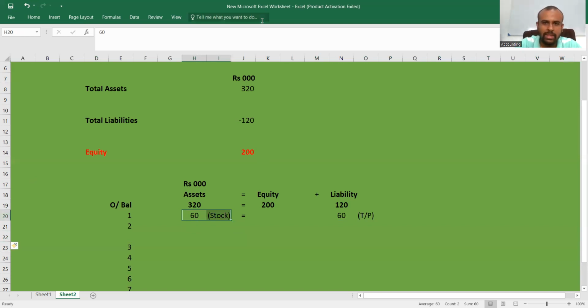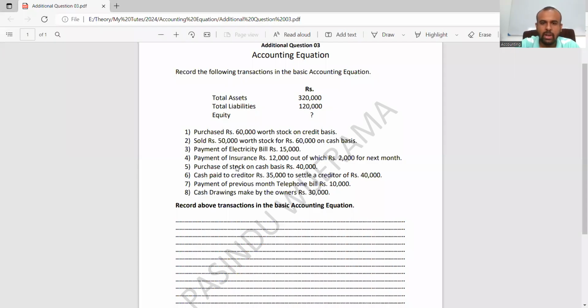Okay. What is the next one? Sold 50,000 worth of stocks for 60,000 on credit basis. 50,000 worth of stocks you sold.